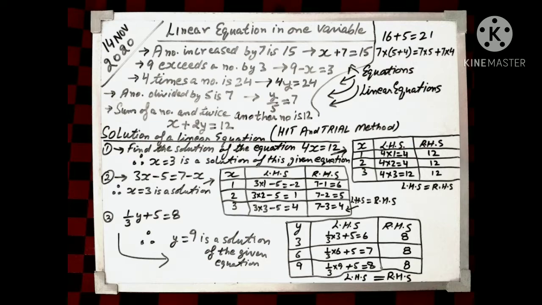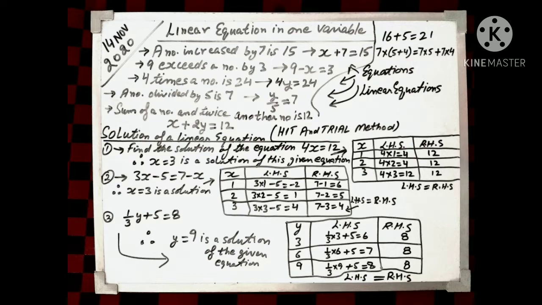Now what is a linear equation basically? An equation in which the highest power of the variable is 1 will be known as a linear equation. We have x power 1 is equal to x, y power 1 is equal to y, z power 1 is equal to z. I hope you got it, right?